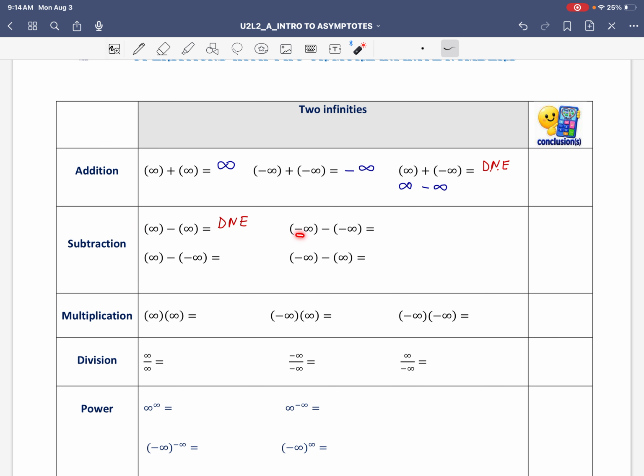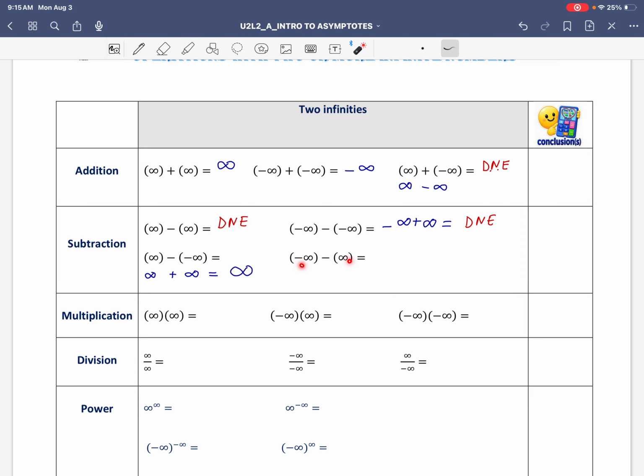If we have negative infinity minus negative infinity, this will turn into negative infinity plus infinity. So we run into a similar situation as in our previous example. So we're going to say again that it doesn't exist, or it's undefined. Next, we have infinity minus negative infinity. In this case, if we open up the brackets, that will end up being infinity plus infinity. So that, if you were to estimate, would be infinity.